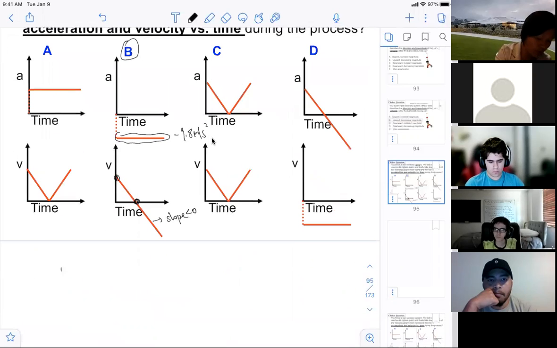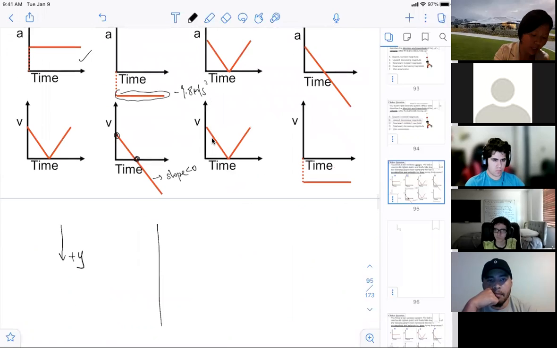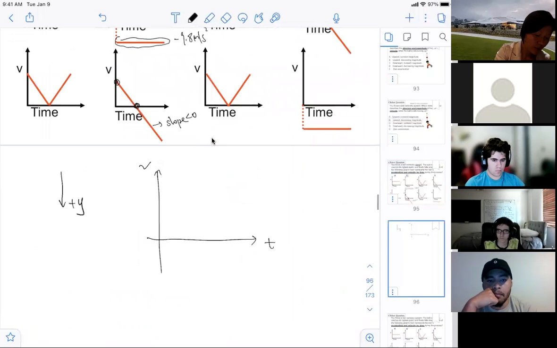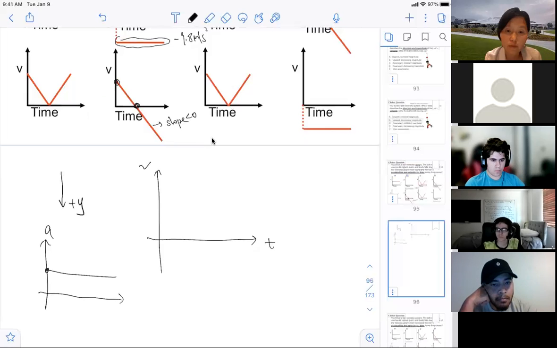My question for you, just one last question before we go, is if I had chosen downward to be positive, which I'm allowed to do, right? Then I know my acceleration graph has to be this. So in that case, how would you draw your velocity time graph? If you had chosen downward to be positive, how do you draw your velocity time graph? Anybody would like to share some thoughts with us?